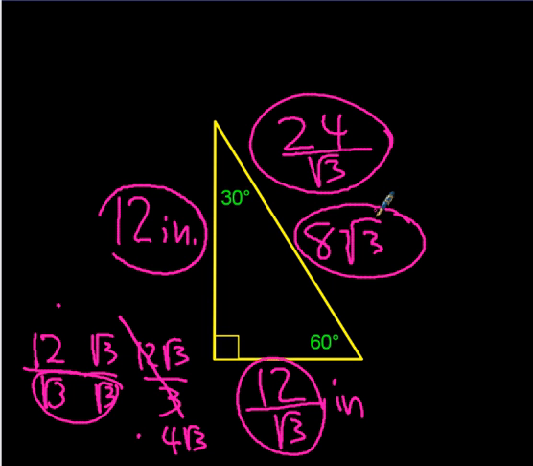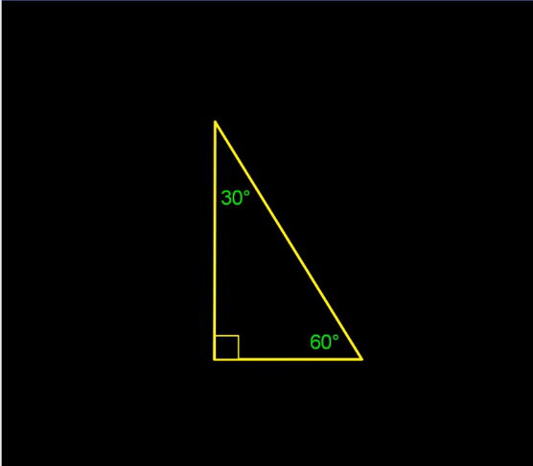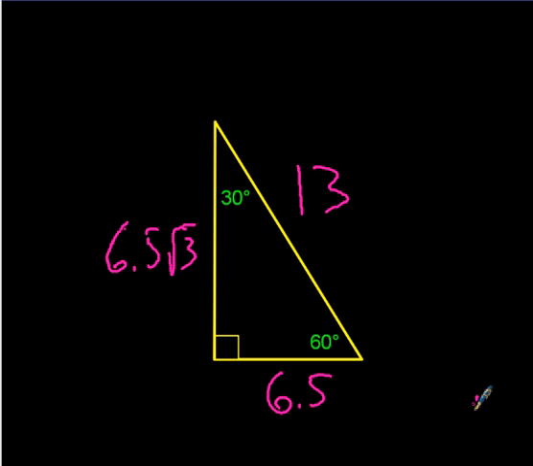I could be a mean guy. Well, I am a mean guy, and so I might give you an odd number. That would be really hard, right? 13? Oh, 6.5. 6.5 square roots of 3. Whatever units you have. You know that sometimes our tests don't include units, so just write 6.5 square roots of 3. That's it, folks.